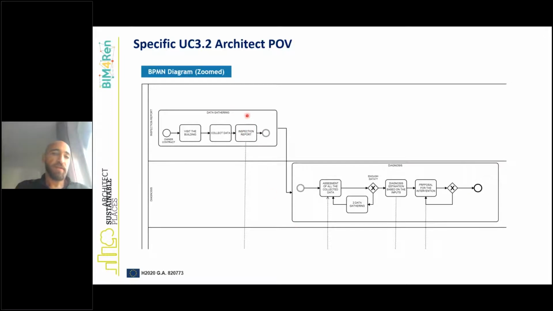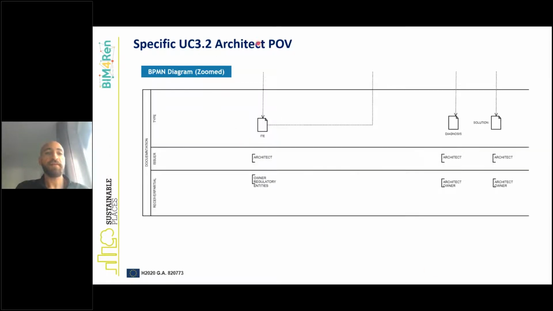So, for example, if an architect is doing data gathering, he needs to go to the site and collect data and make an inspection report, and then he makes the diagnosis. So he takes this report and sees if it is enough, or if he needs to collect more data and continue in the process, and so on. Then this is all reports. So the diagnosis becomes a diagnosis report that is issued by the architect.